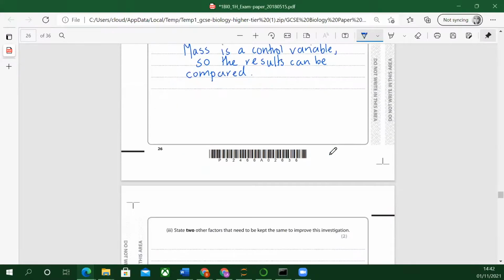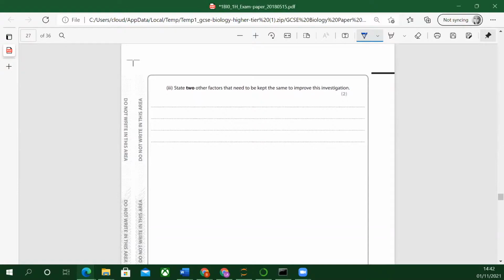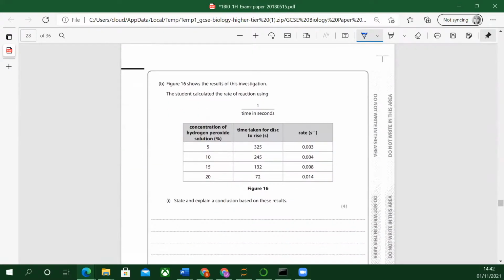Okay, right. State 2 other factors that need to be kept the same, 2 other controls during this investigation. So the big one will be temperature, because temperature is a big one in most experiments, it does affect most things. So temperature and volume of hydrogen peroxide. Didn't we talk about that before? All these things are just about experiments again. So we saw that in the other part of the paper, that some of it was just about experiments rather than actually knowing anything about the science. So let's have a look.